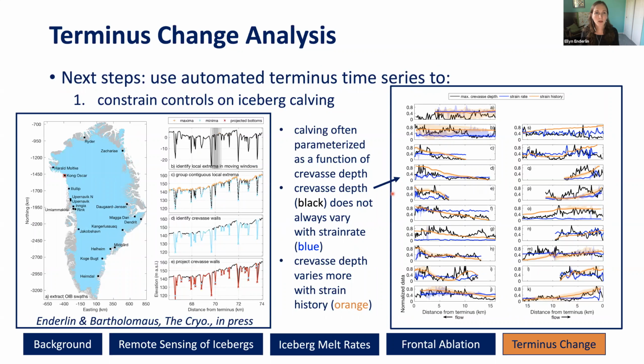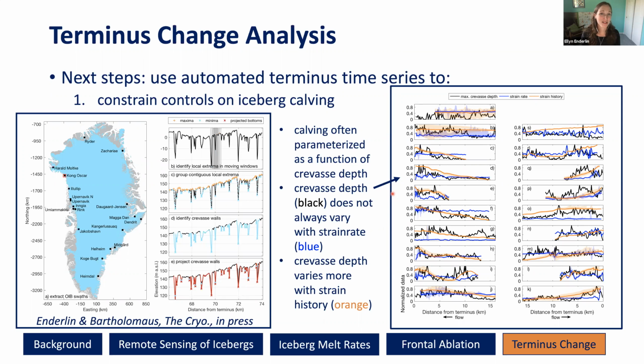And so the next steps on this, I think these automated time series are fundamental. And I've talked a lot about frontal ablation, and I'll explain that again in a second. But I also think this is really important for them to constrain controls on calving. This is work that finally is now in press. Early career people, don't get disheartened if your paper goes through multiple rounds of review. This paper has taken 16 months to go from submitted to in press.